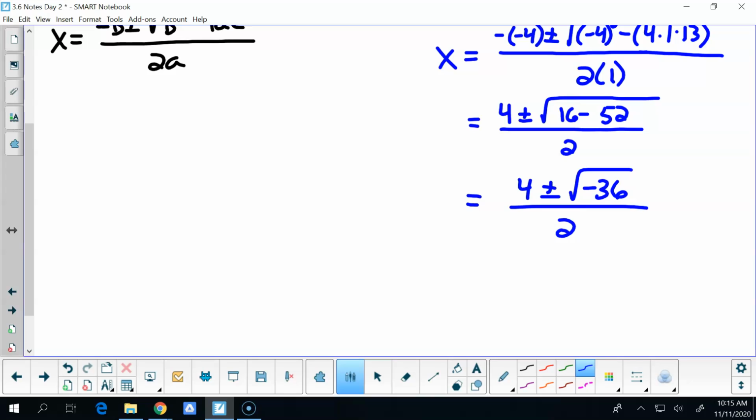Square root of negative 36, does that simplify? To what? What would the square root of negative 36 simplify to be? 6i, yep. So then this becomes 4 plus or minus 6i.